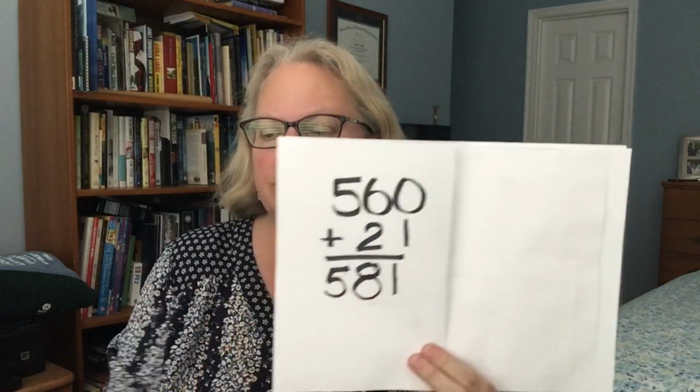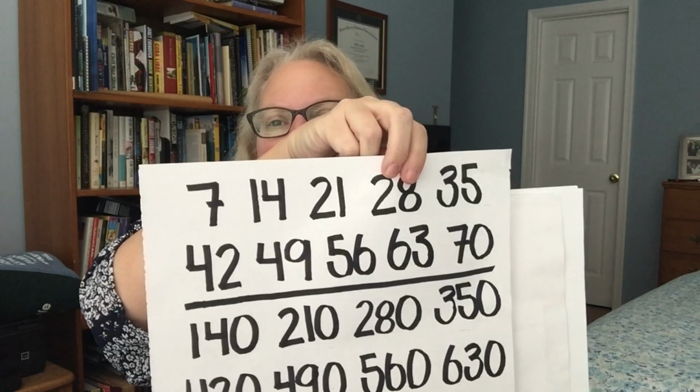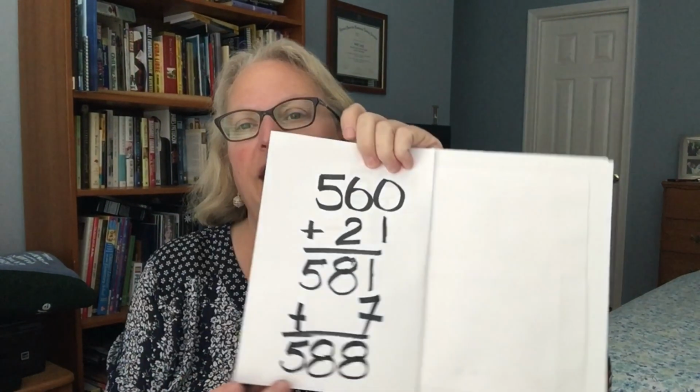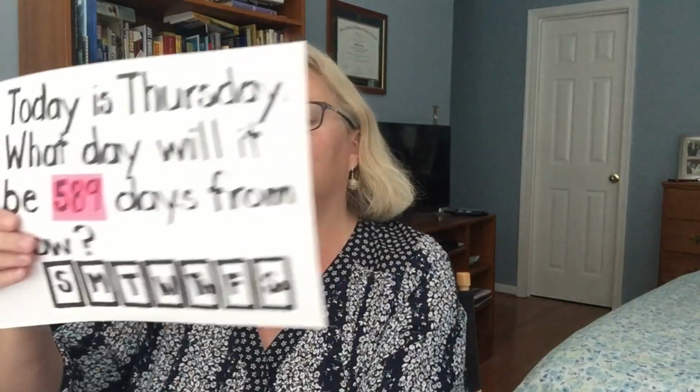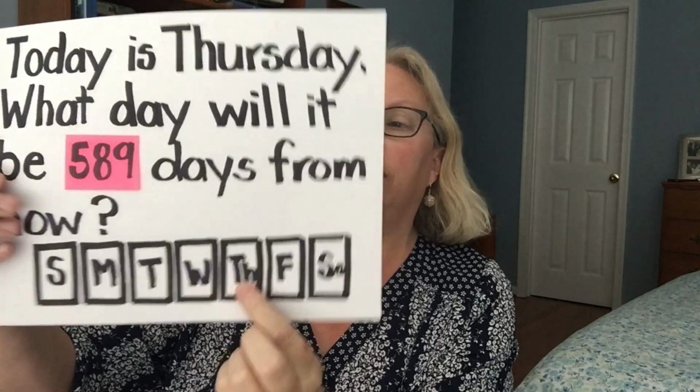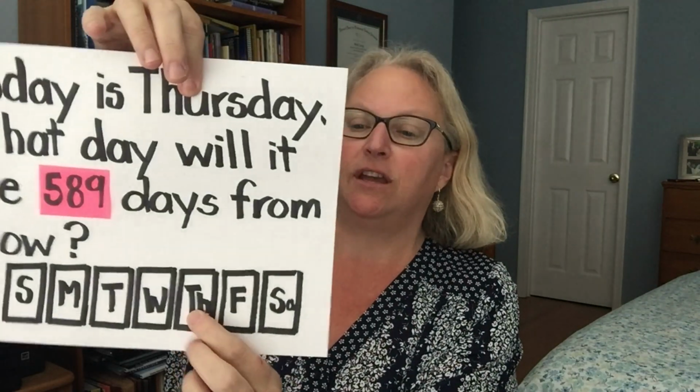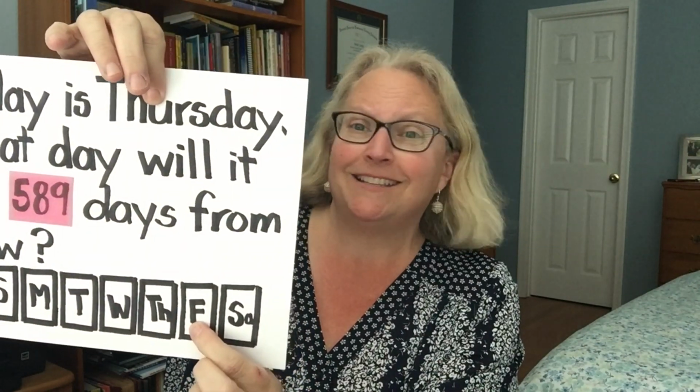But maybe I don't want to do that. Maybe I feel like, okay, I'm kind of close here. What other multiple could I add in? Well, I could add in a 7 and end up with, of course, 588. So I know 588 days from the Thursday in the problem will be another Thursday. That's 588 days from this Thursday. So this is 589 days. I still end up with Friday.